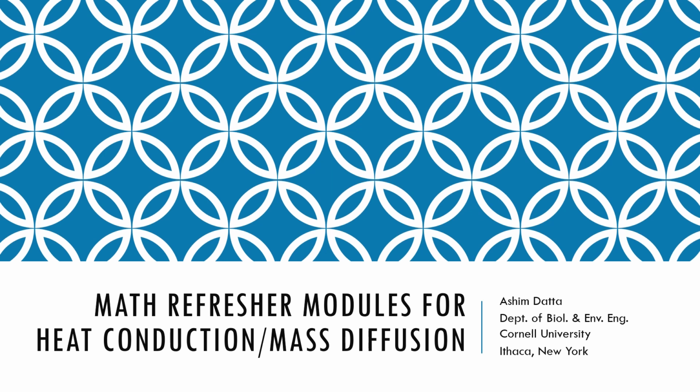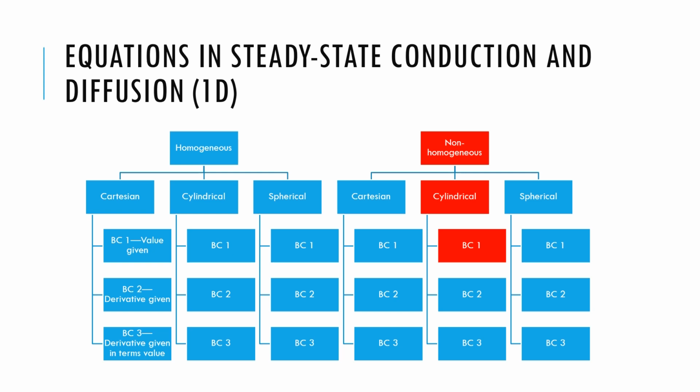This short module is in a series intended to help recap the math that might have been done a year or two earlier, before taking an undergraduate course on heat conduction or mass diffusion. This particular module has to do with one example of a non-homogeneous equation, and we want to do this in cylindrical coordinates, using the simplest boundary conditions, where the temperature is given.